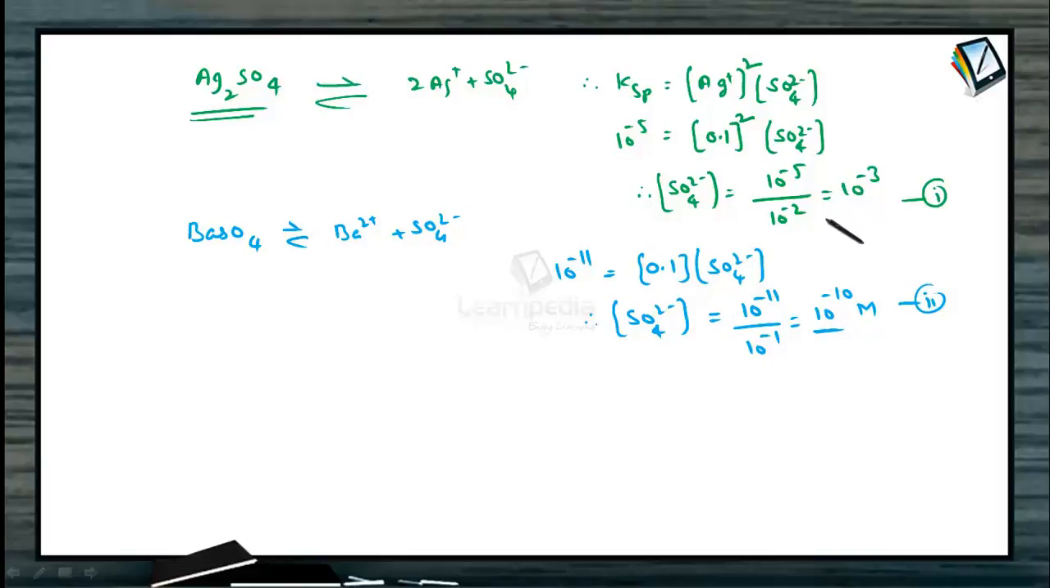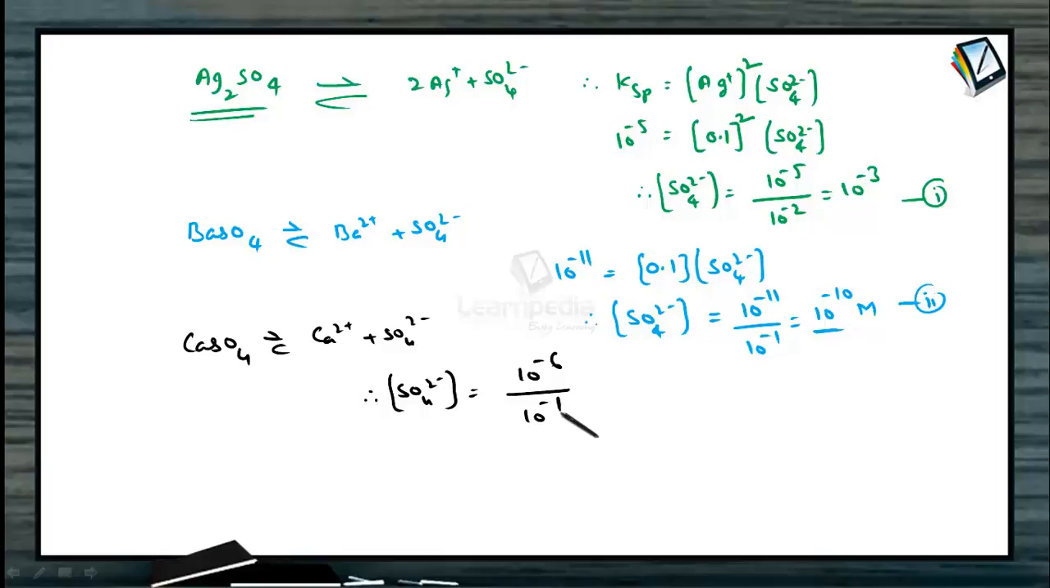Similarly, we need to work out for calcium sulfate. Calcium sulfate is also similar to barium sulfate, AB type of salt. Similar method of calculation. So straight away let us work out: sulfate concentration is equal to the concentration of Ca2+ with which KSP is to be divided. KSP is given as 10 to the power of minus 6 and the concentration is 10 to the power of minus 1 even for calcium ion. So it comes out to be 10 to the power of minus 5 molar.